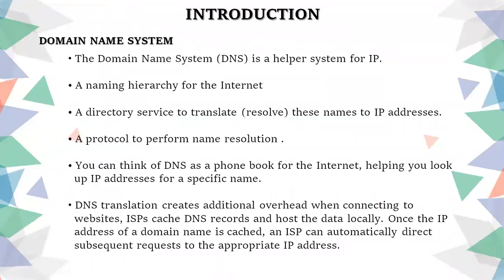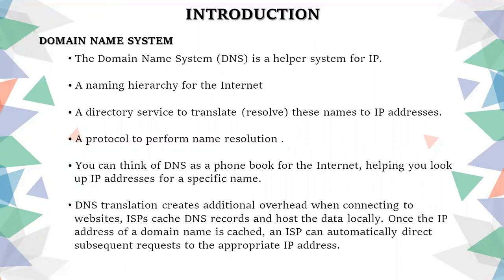See, what is called domain name system? Domain name system is a phone book of the internet, and a helper system for IP, a naming hierarchy for the internet, a directory service to translate those names into IP addresses, and a protocol to perform name resolution. You can think of DNS as a phone book for the internet, helping you look up the IP address for a specific name. DNS translation creates additional overhead when connecting to websites.